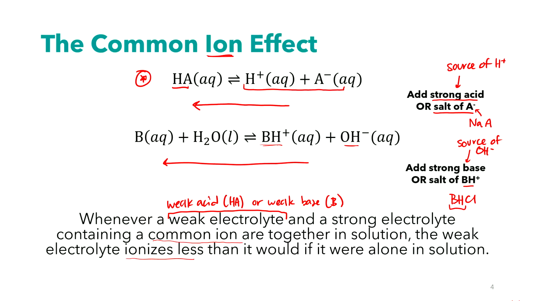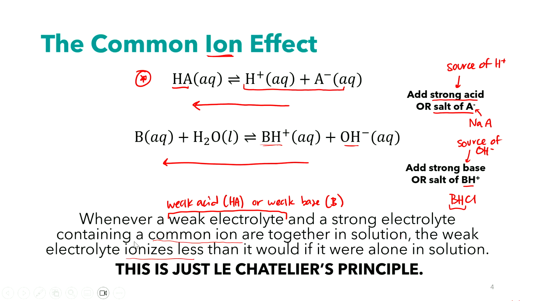So we're going to have more of the B because it's split up less, because I just added in a bunch of the products, okay? Or I'd have more HA because I had to shift left because I just put in a bunch of products, okay? Again, this is just Le Chatelier's principle applied to base and acid solutions.